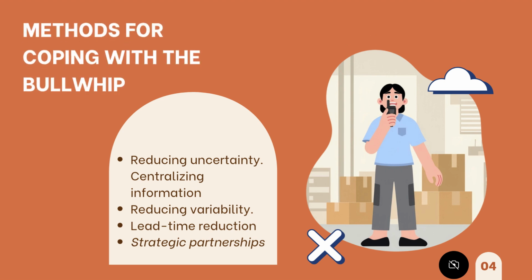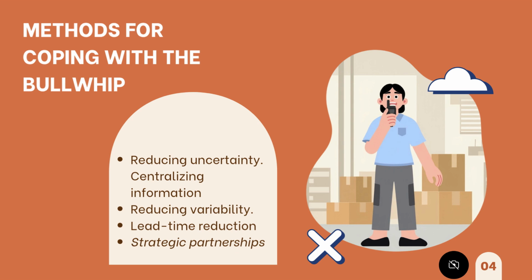So there are several methods for coping with the bullwhip. Firstly, reducing uncertainty or centralizing information. Companies can reduce the bullwhip effect by sharing accurate and real-time information across the supply chain. When retailers, suppliers, and manufacturers all have access to the same customer demand data, they can make better decisions and avoid overreacting to demand changes.